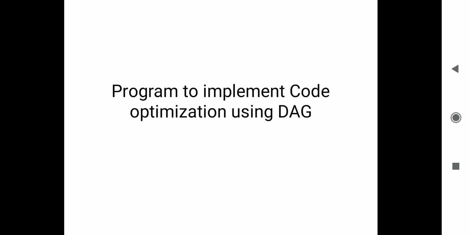Okay, now here is the program to implement code optimization using DAG. So we are going to implement the code optimization, and we will see what the code looks like before optimization and after optimization. This program contains some Lex and Yacc tools. With the help of these we are going to implement the code optimization.